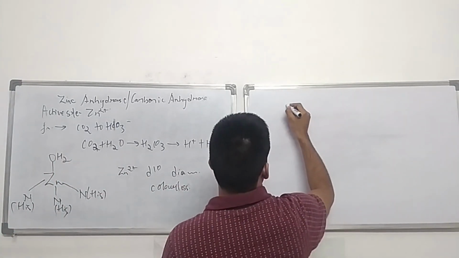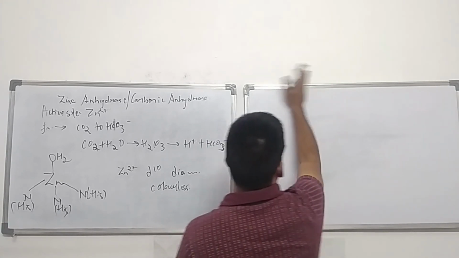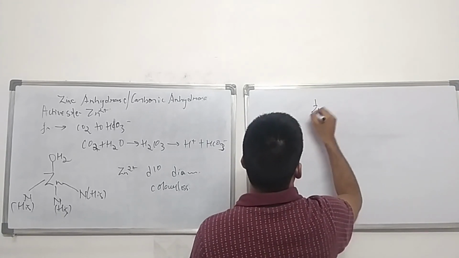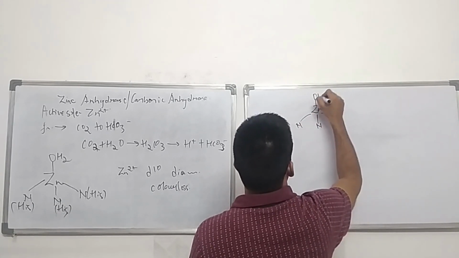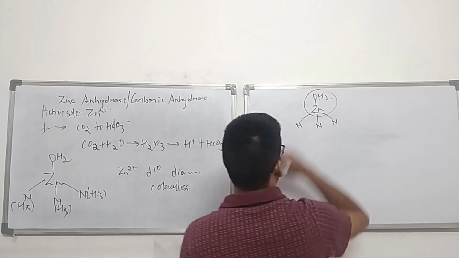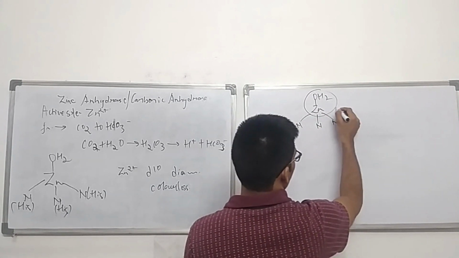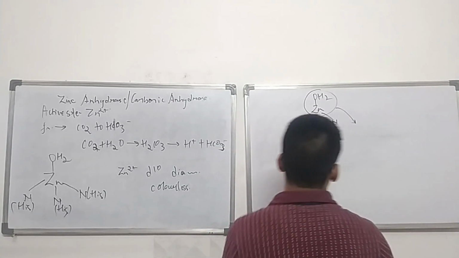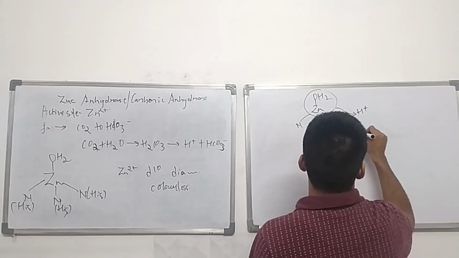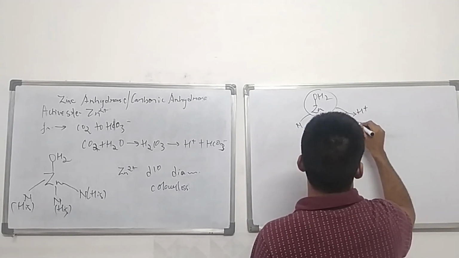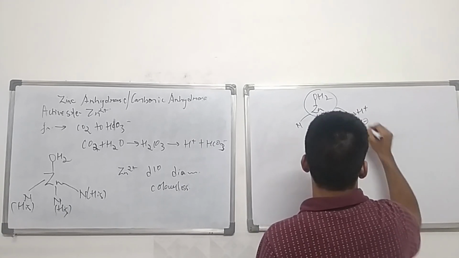So we have the regular zinc anhydrase. Whatever changes occur are only this thing, so I will not be repeating this in the next diagrams. So the first is the release of an H plus. So this becomes OH minus.